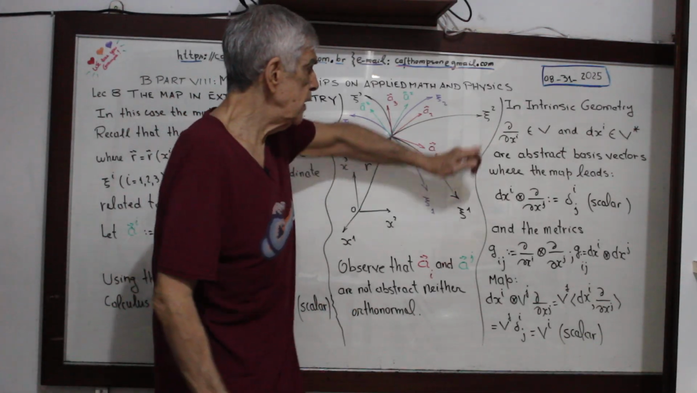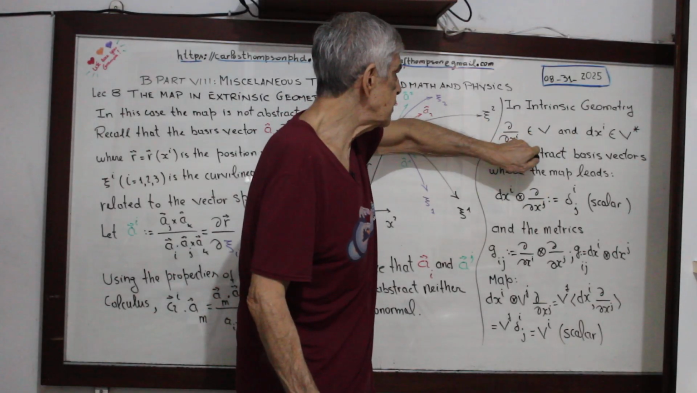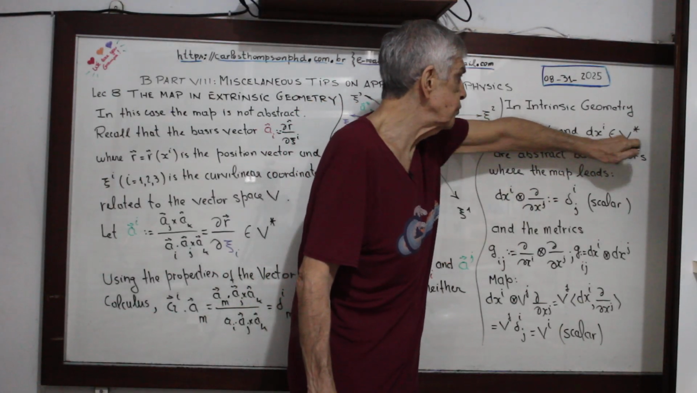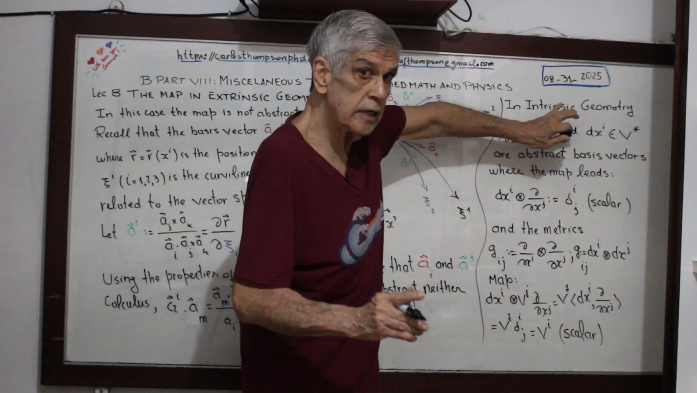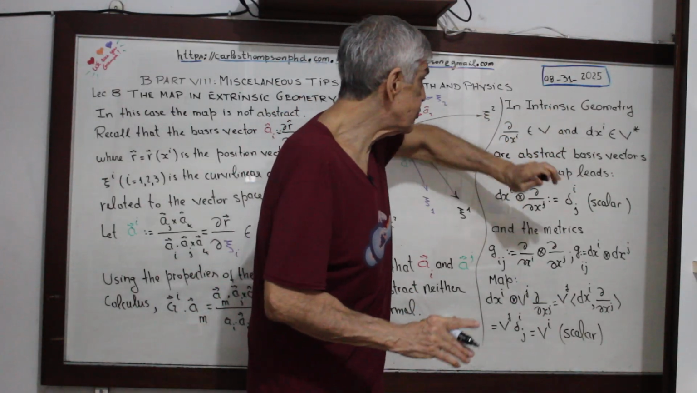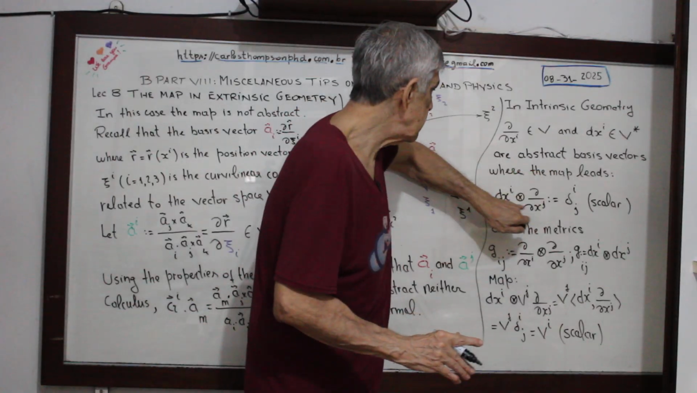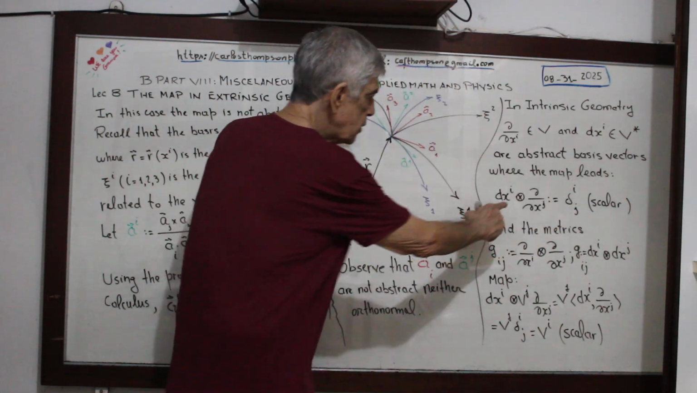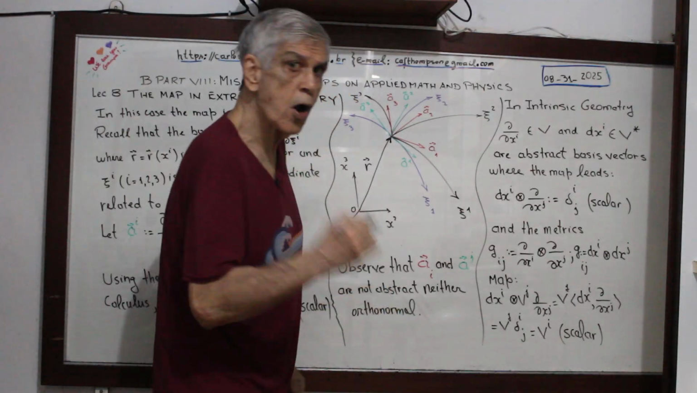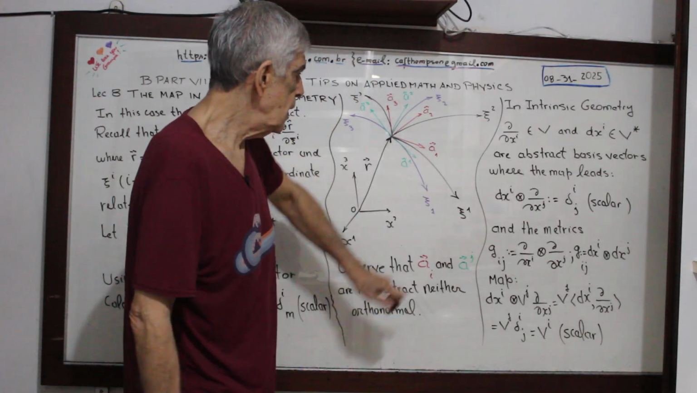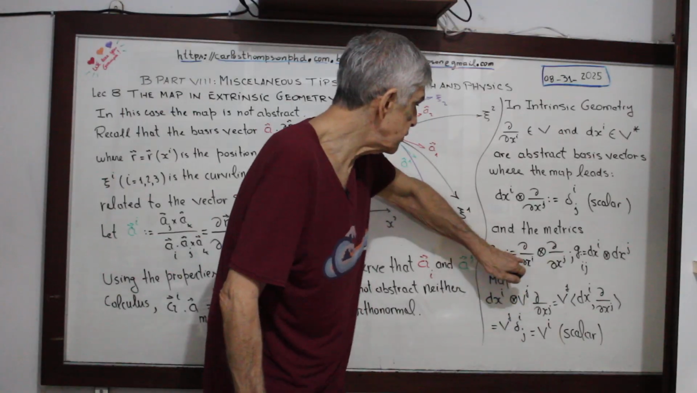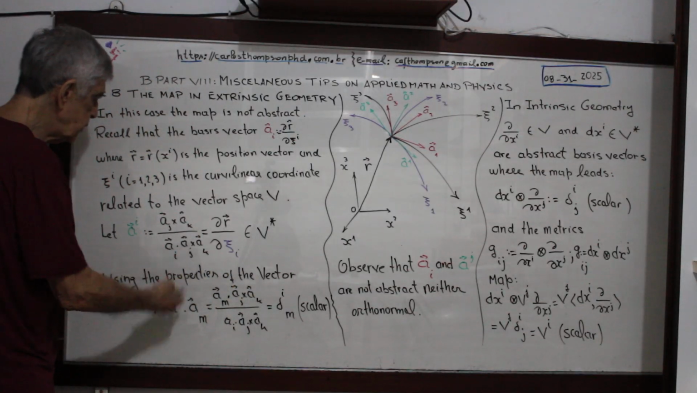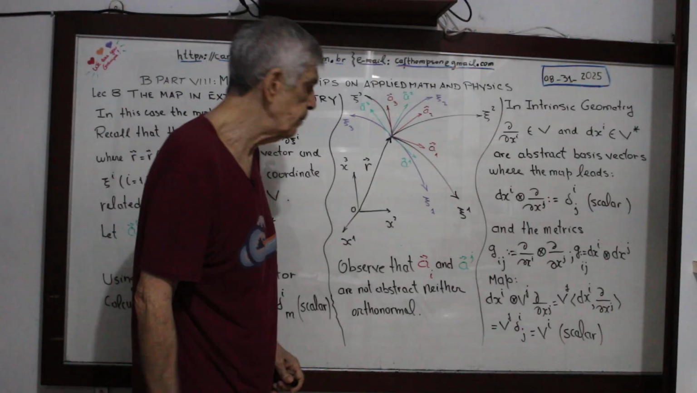So, just to review, in intrinsic geometry, this basis vector belongs to the vector space. These basis vectors belong to the dual vector space. In this case, attention now, they are abstract, okay? Where the map leads to the Kronecker delta, which is a scalar. You see the tensor product symbol over here, or outer product. And the metrics are defined as this, analogous to this one on the extrinsic geometry.